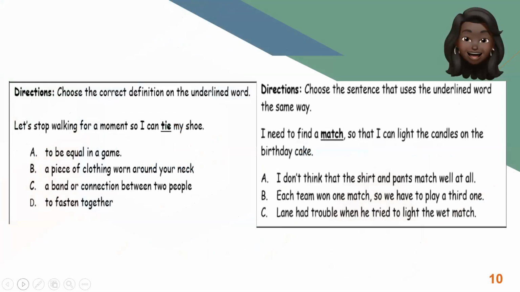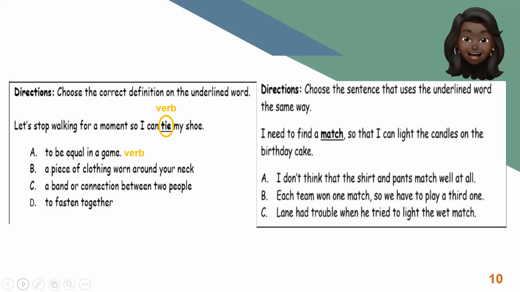Looking at the first example, direction. Choose the correct definition of the underlined word. Let's stop walking for a moment so I can tie my shoe. Tie in this sentence is a verb because it's showing action. Let's look at the answer choices. A, to be equal in a game. This is a verb because, again, it's an action.